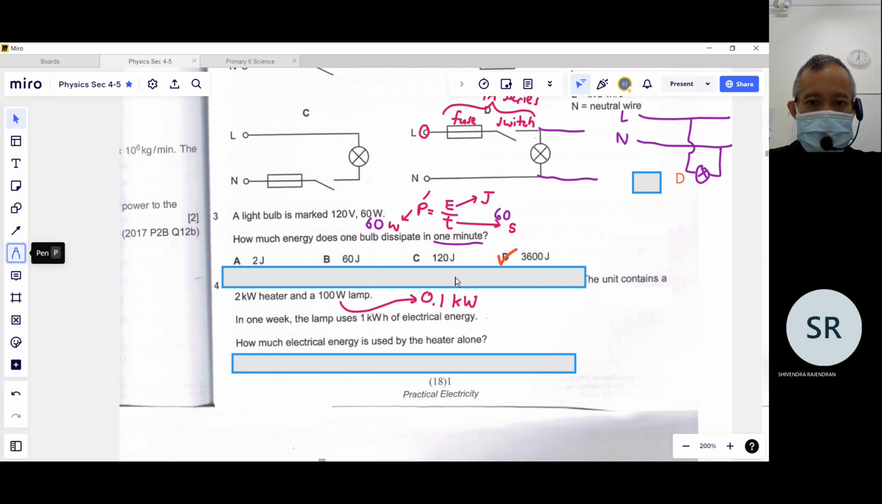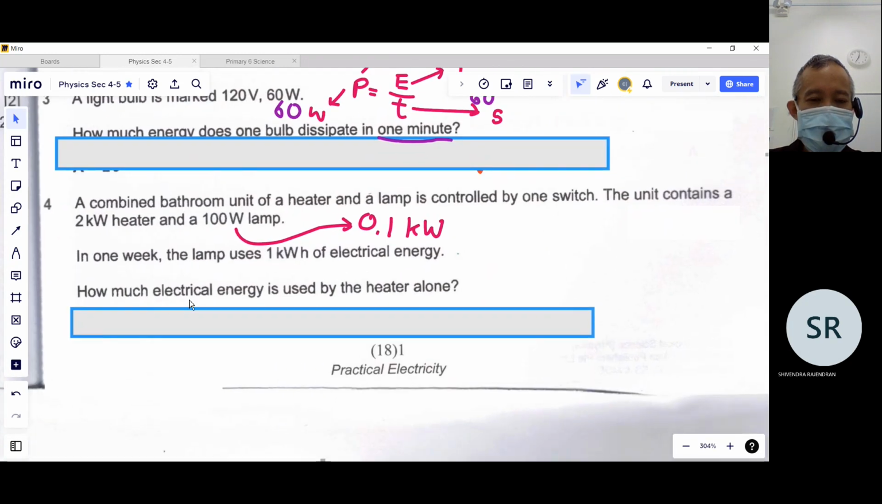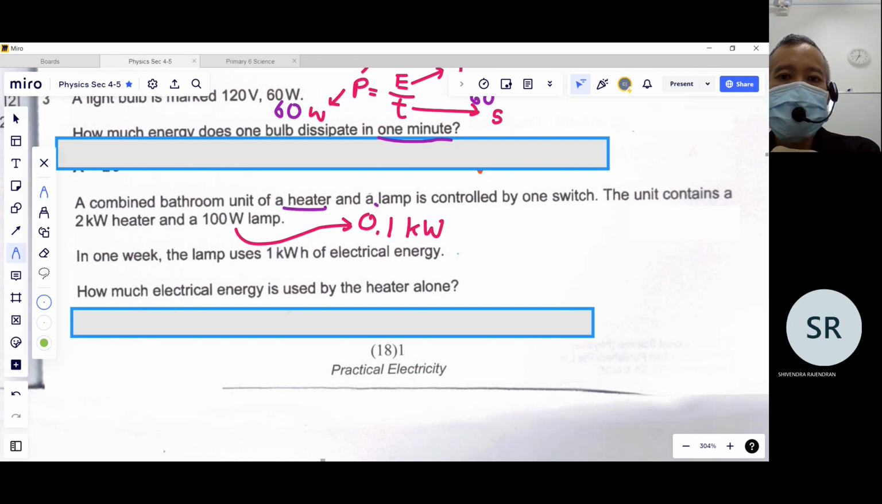Alright, number 4, what are you given? How much electrical energy is used by the heater alone? The thing is this: the heater and the lamp are controlled by one switch. So if I turn the lamp on, the heater is also turned on. And notice the lamp uses 1 kilowatt hour of electrical energy. So essentially, you have to find out how much time this is.